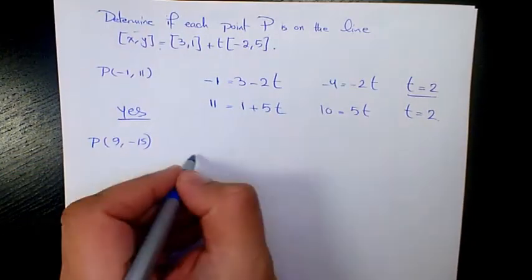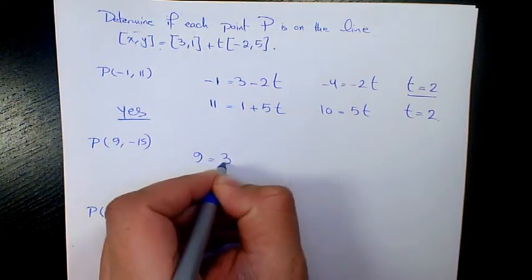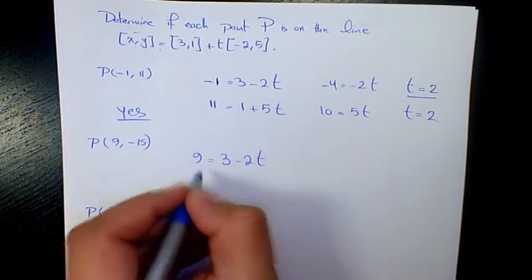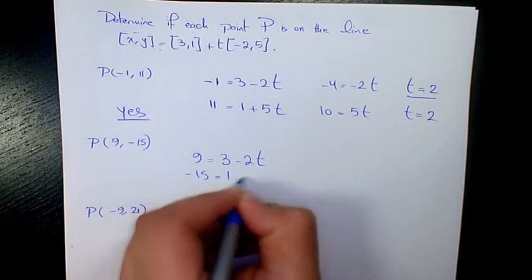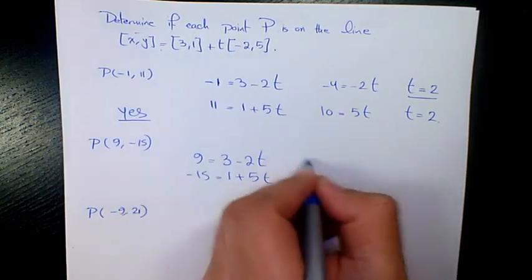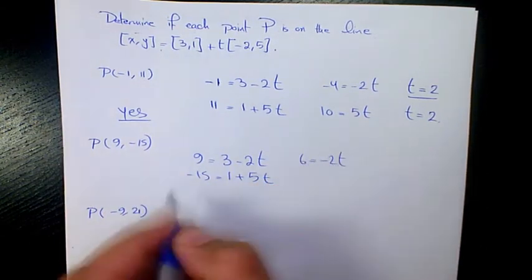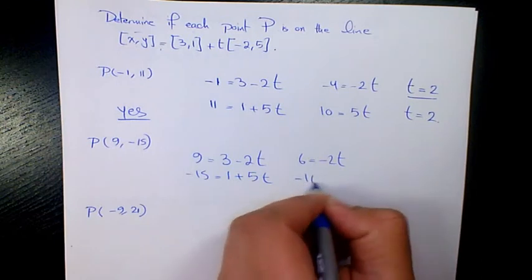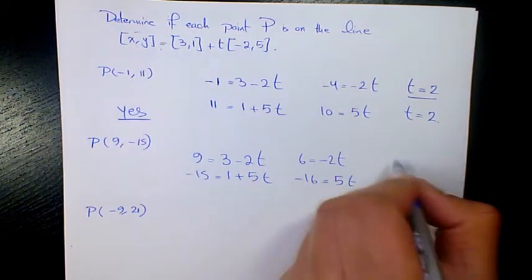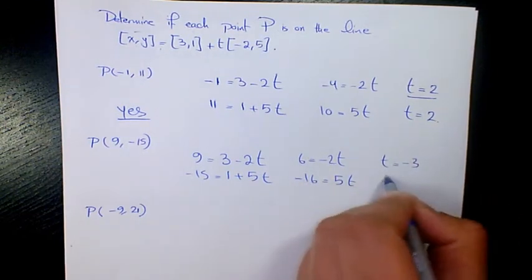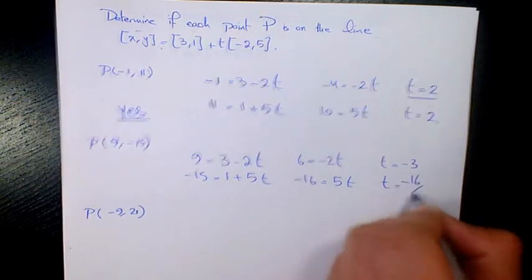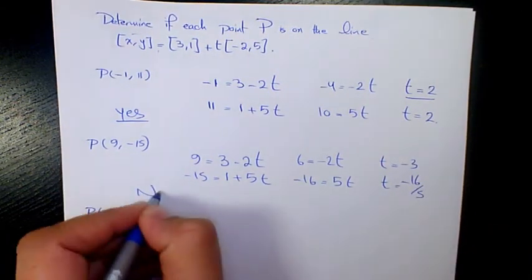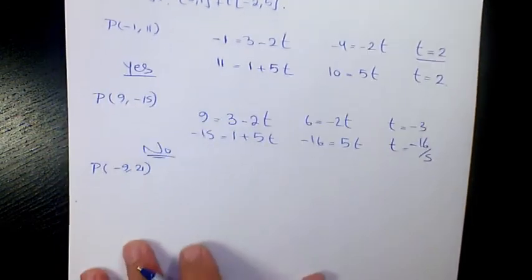Next one. 9 = 3 - 2t, and -15 = 1 + 5t. We have 6 = -2t, and we have -16 = 5t. t will be -3 in this case, and t will be -16 over 5. So that's no.